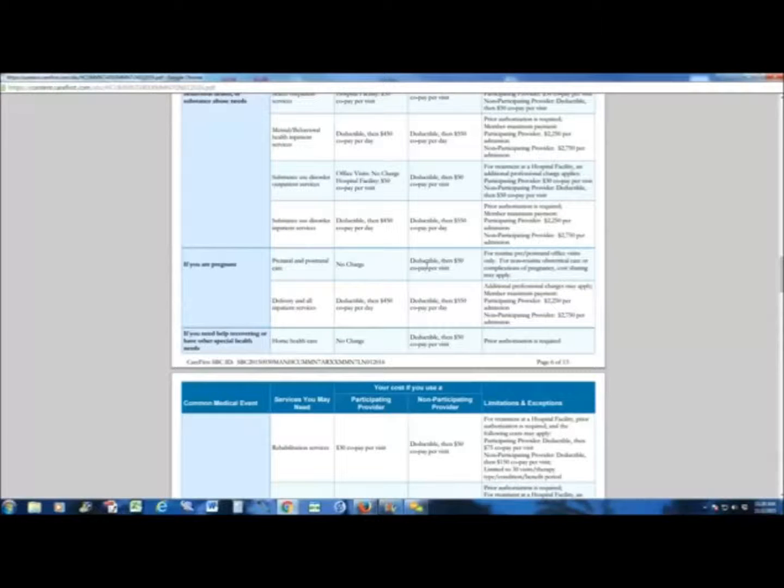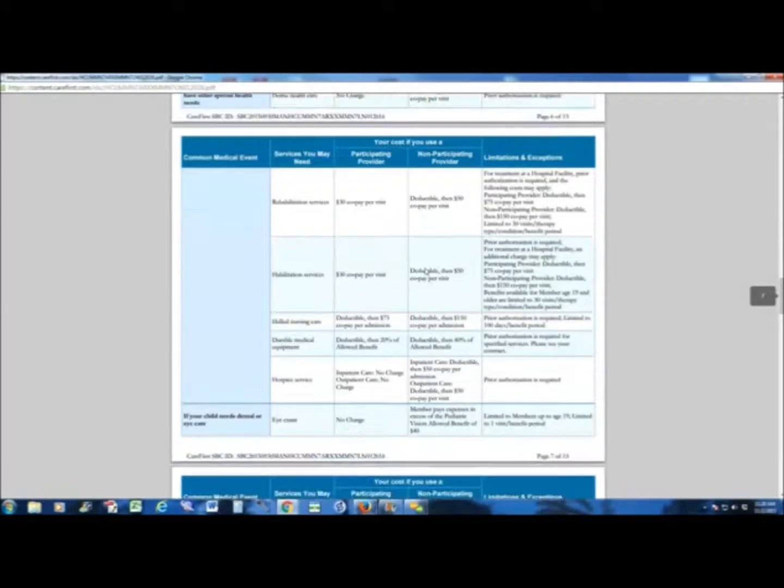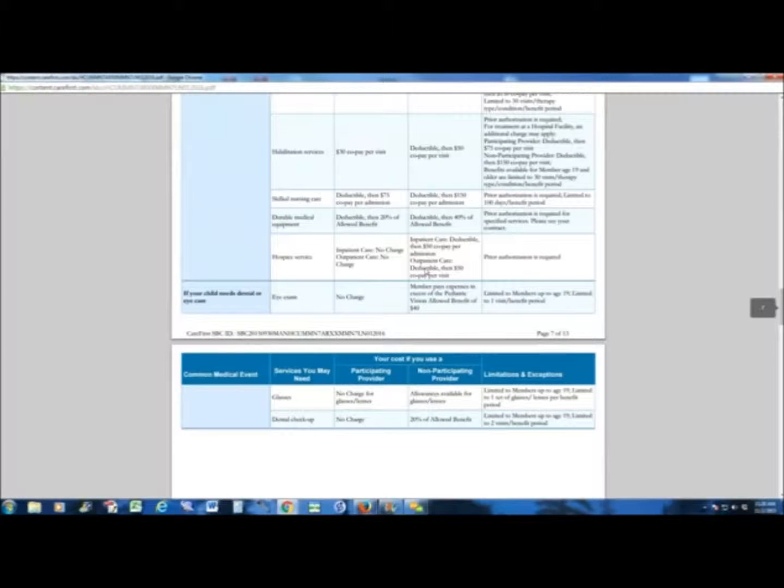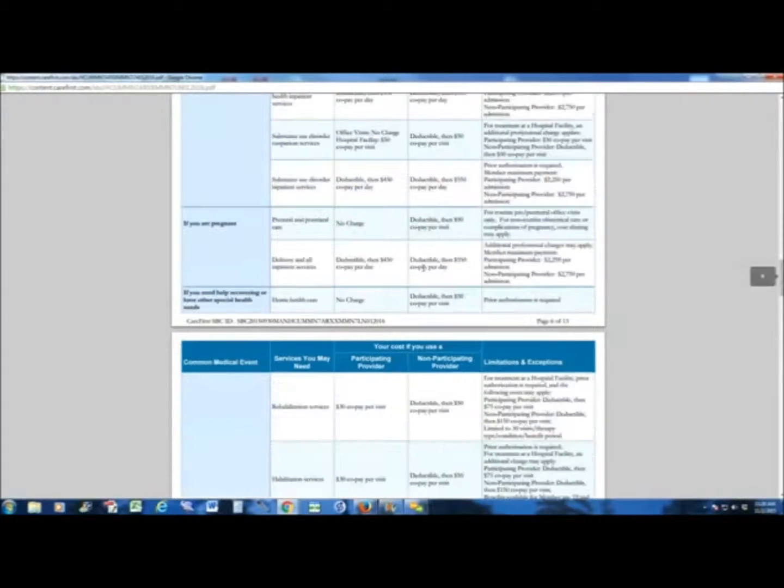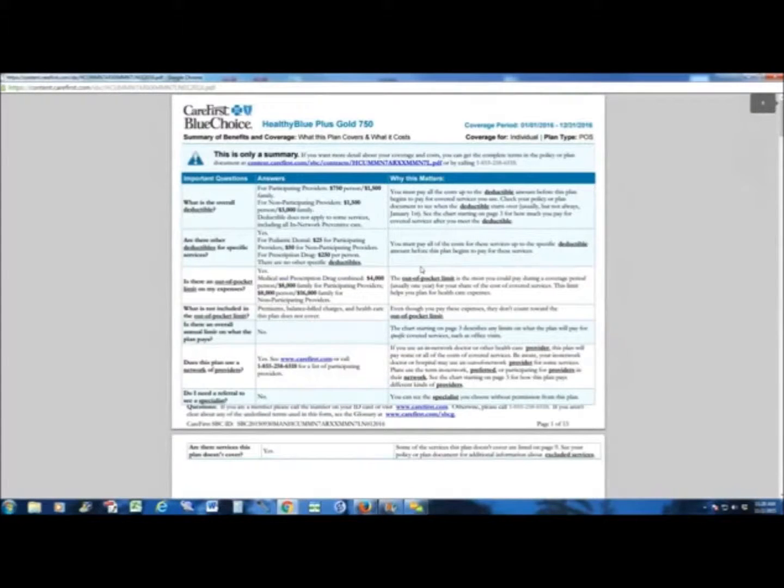For the delivery, as I mentioned before, it's going to be subject to the deductible, and then it's going to be $450 per day up to a maximum of 5 days. So again, it's going to be about $3,000. Other than that, there's a couple other things that you will have included in this, such as pediatric dental and pediatric vision. You will have some coverage for that.